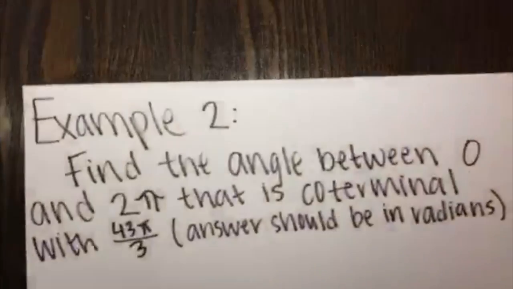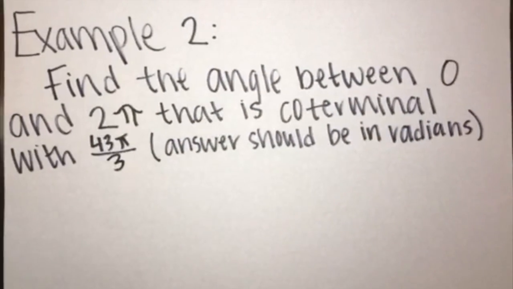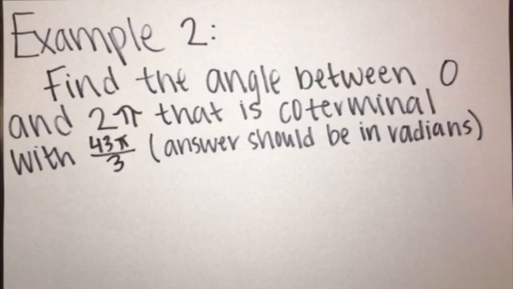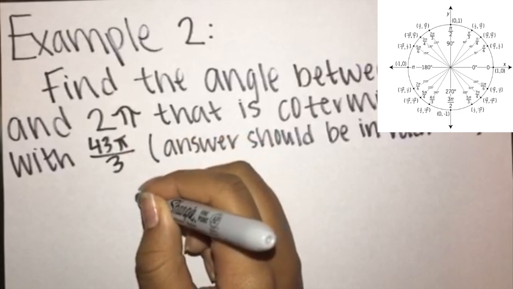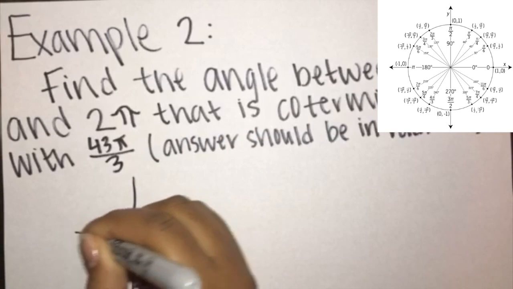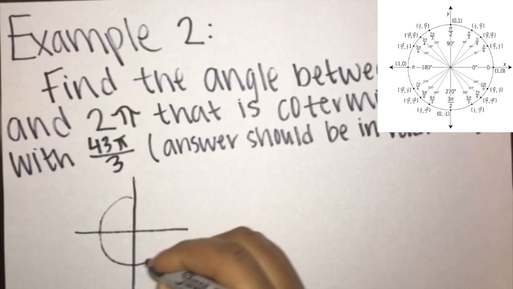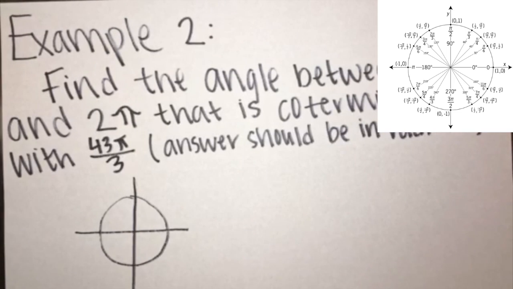Okay, so now that we've tried an example with degrees, let's try one with radians. Looking at this, we can see that the question says, find the angle between 0 and 2 pi that is coterminal with 43 pi over 3. Your final answer should be in radians. So let us do a quick sketch of what our unit circle might look like. And it says in between 0 and 2 pi.